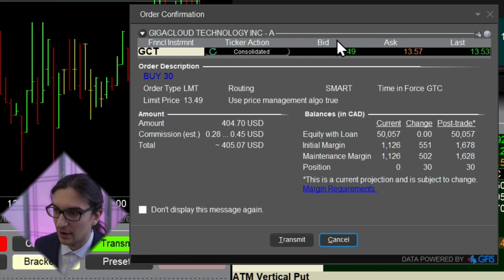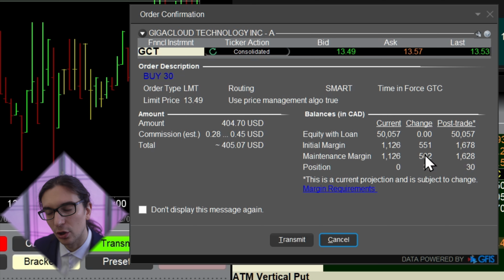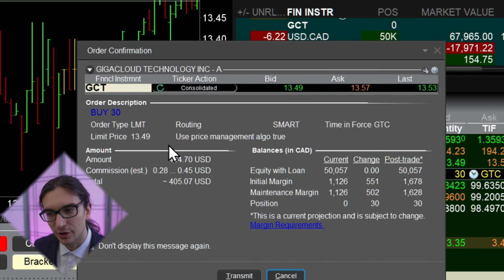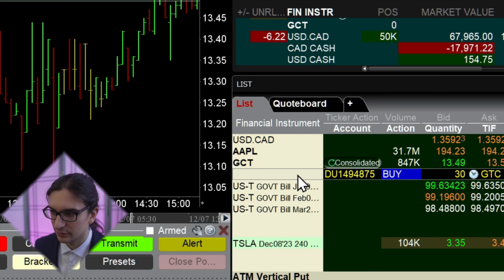Because for whatever reason, Interactive Brokers' systems has identified that this stock is higher risk, and they're actually requiring more than 100% of the notional value of your trade for this to go through here. If I buy $404 worth of this stock, my maintenance margin is going to increase by $500, which is odd because I'm only buying 400. Okay, so there's an example of that.